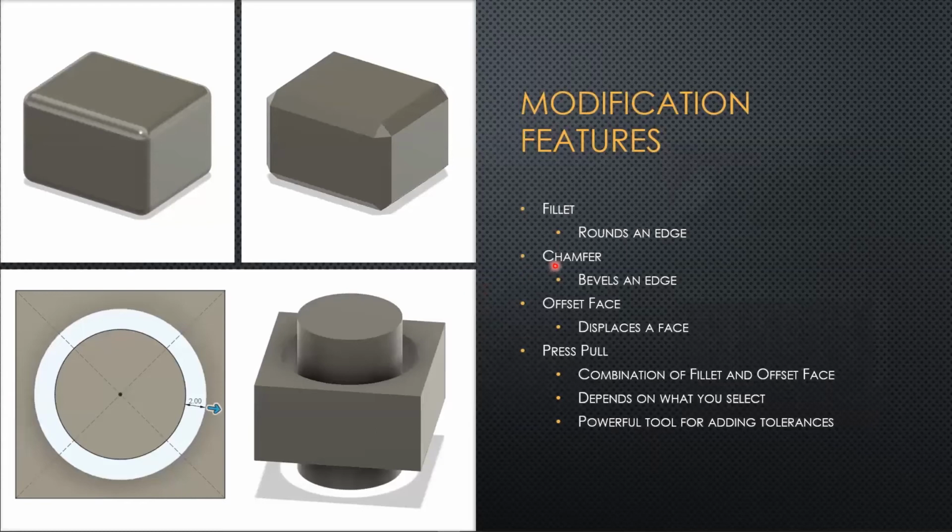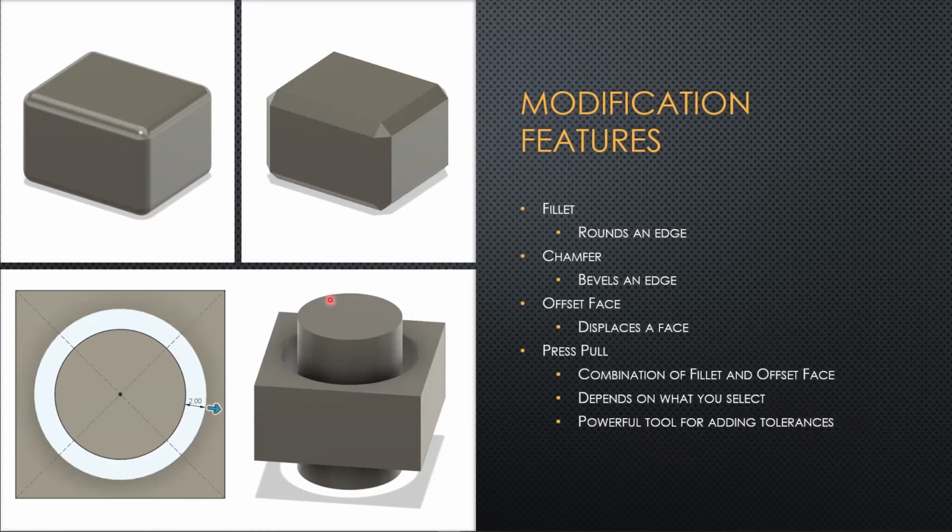Modification features. So coming back to fillet and chamfer. A fillet is rounding an edge, a chamfer is beveling an edge. For these two, like I said before, it's best to do them in 3D rather than in the sketch. We also have offset face and press pull. So offset face is basically what it sounds like. It is displacing a face of your part. Press pull is a combination of offset face and fillet, depending on what you select. And it is a super powerful tool for adding tolerances or clearance to your part.